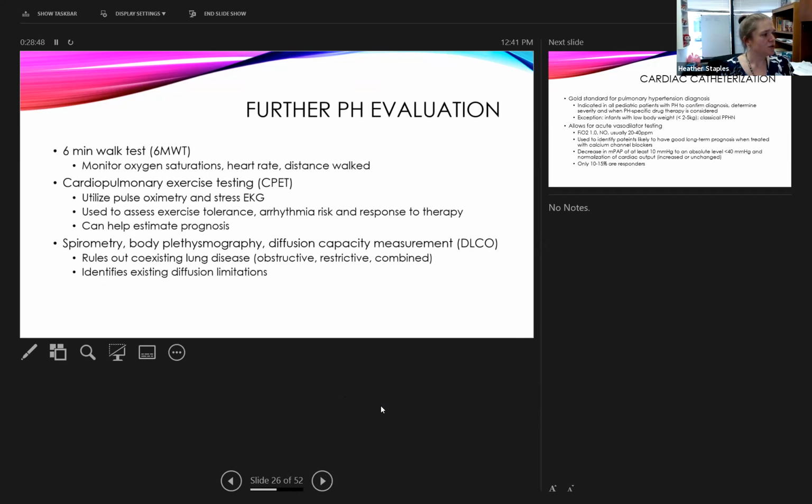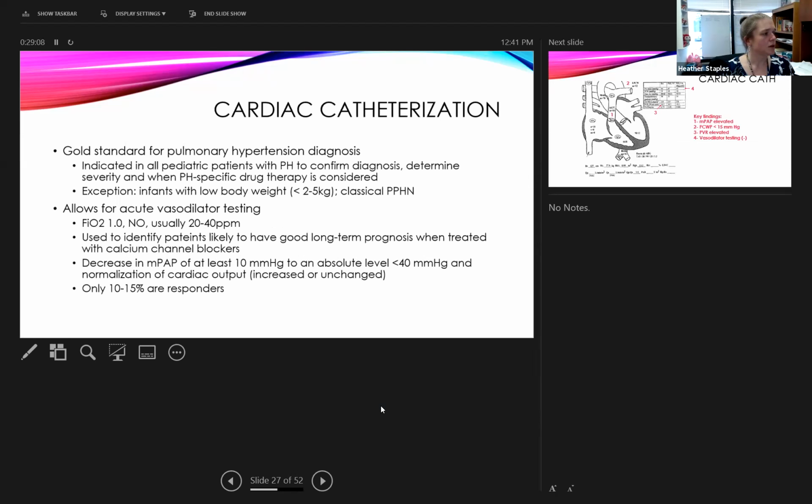Cardiopulmonary testing can be useful: spirometry with body plethysmography, DLCO. These are all things that can be used, and these are a lot in the older kids. These babies that you're seeing with pulmonary hypertension, we aren't doing this on, but I do have a couple of older kids and teenagers that we follow some of these on. So cardiac cath is going to be your gold standard for diagnosis.